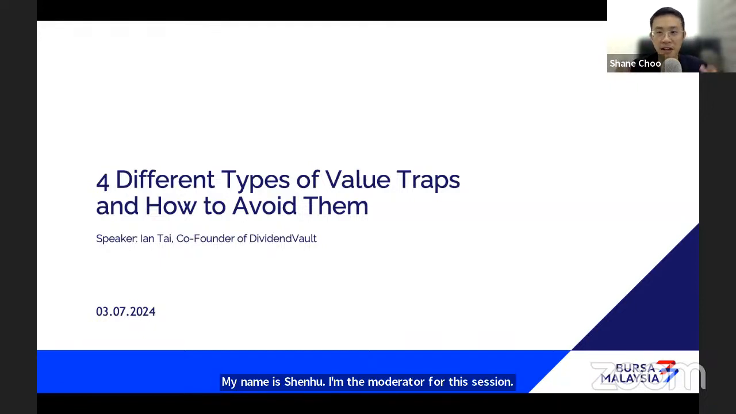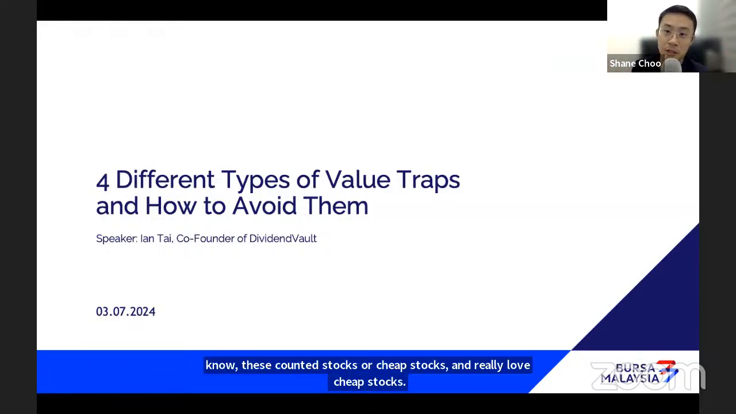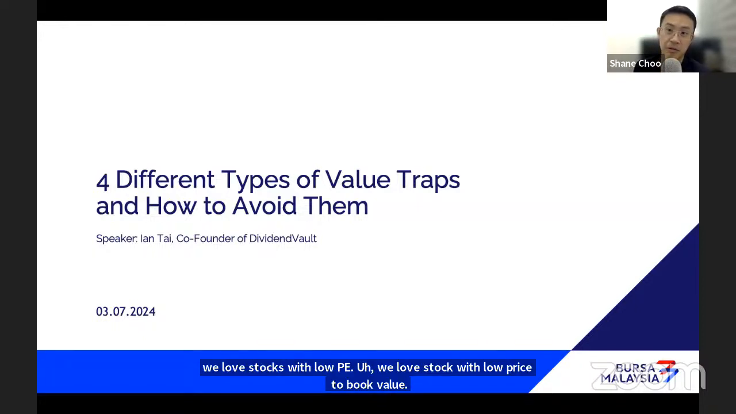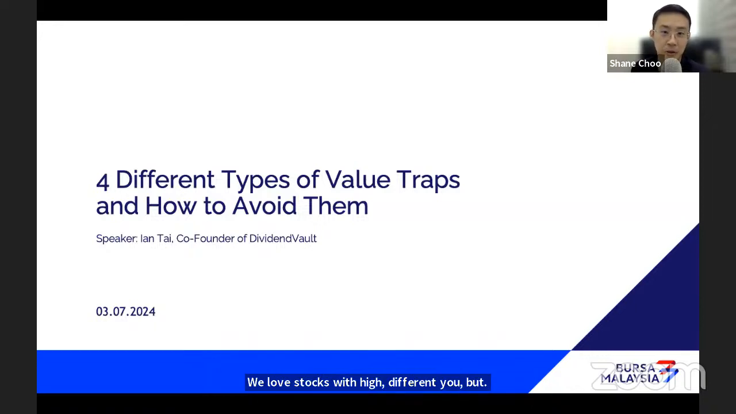Now, we all love bargains, right? Sometimes we chance upon discounted stocks or cheap stocks, and we really love cheap stocks. But oftentimes, cheap stocks could become cheaper. We love stocks with low PE. We love stocks with low price to book value. We love stocks with high dividend yield. But sometimes they may turn out to be value traps. So in this session, we are going to examine 4 different types of value traps and how we avoid them.